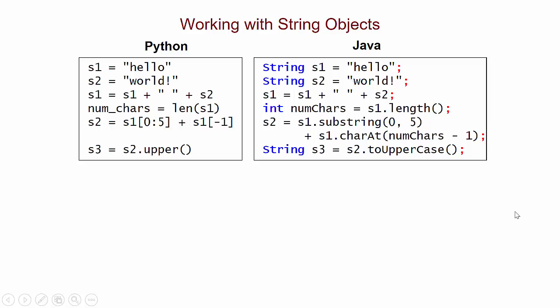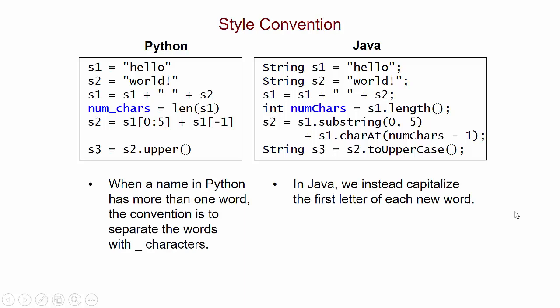Okay, let's look in a little bit more detail here. If you notice my variable name, this is just a style point that I want to make. In Python, if you have multiple words as part of the name of something, we typically put an underscore between the two words. So here I have the word num, which is short for number, and then the word chars, short for characters, and we put an underscore in between. In Java, we don't typically use underscores. Instead, we capitalize the beginning of each new word. So that's just a style convention. It's not required, but it's typically what we do in Java.